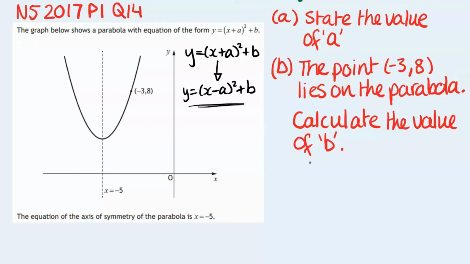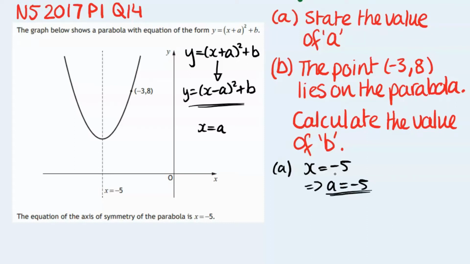So first of all, we've been asked to figure out the value of a. So how do we do that? Well, normally what we do is just look at the quadratic equation, but this time we've actually been told the axis of symmetry is x is equal to minus 5, okay? So normally what we do is x is equal to a for the axis of symmetry. So if x is equal to minus 5, that means a is equal to minus 5.